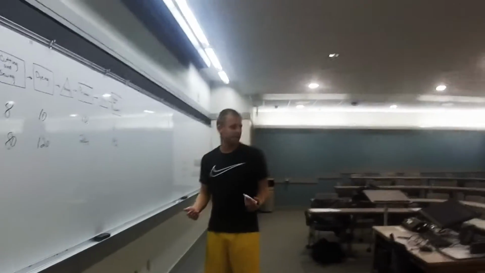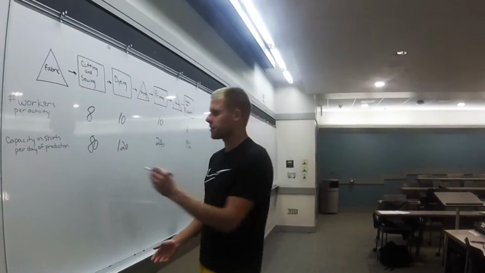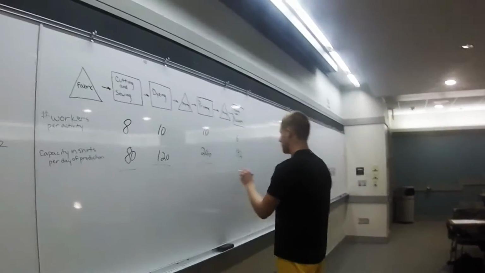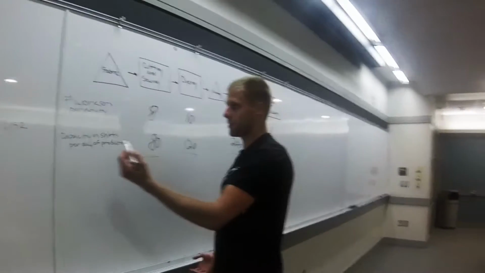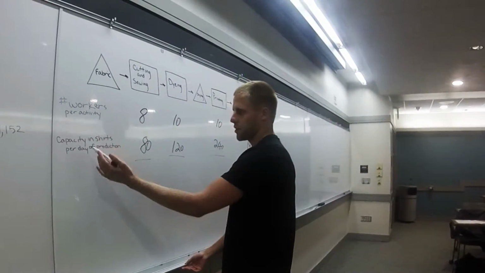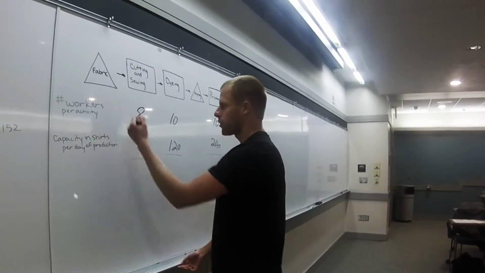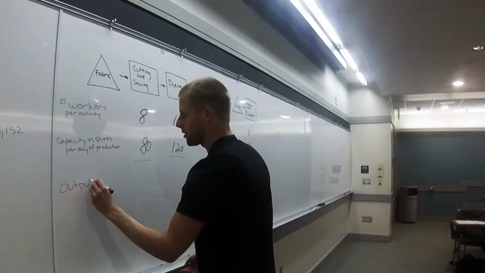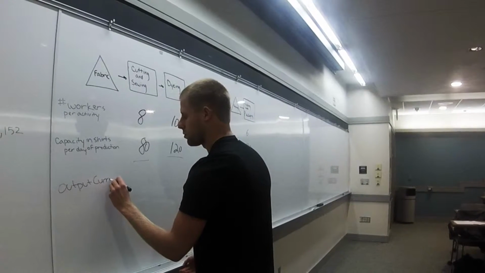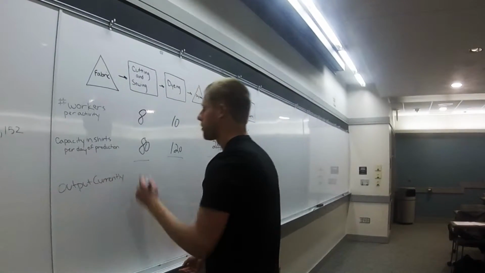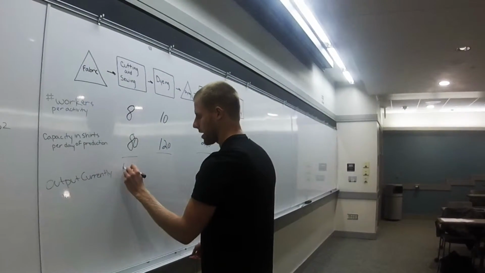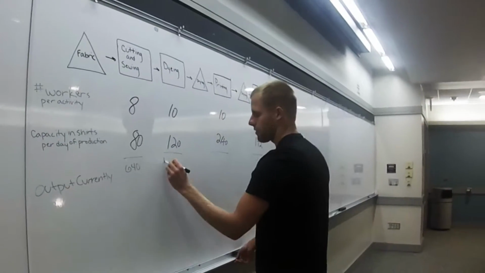Thanks. You know, based on the information that you've given me, I think I see where your problem is. So let's take a look at how much you're being able to output in each day of activity. Based on your number of workers per activity and your capacity in shirts per day, we're going to multiply these two factors to get your output currently. So 8 workers times 80 shirts per day, we have 640 shirts.